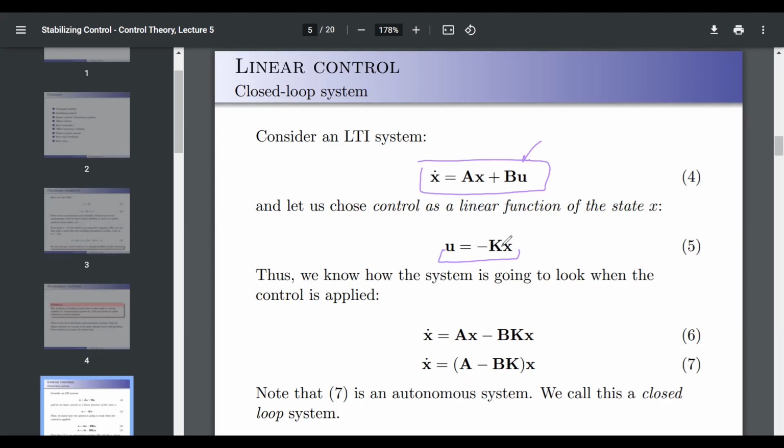Now, we chose U, so we can substitute this back here. And what we get is this expression. And after opening the brackets, we get this. Notice first, this is autonomous. And second, we already saw systems in this form. There is very little difference between this and this. It's just a different matrix. So expression 7 is called the closed loop representation.